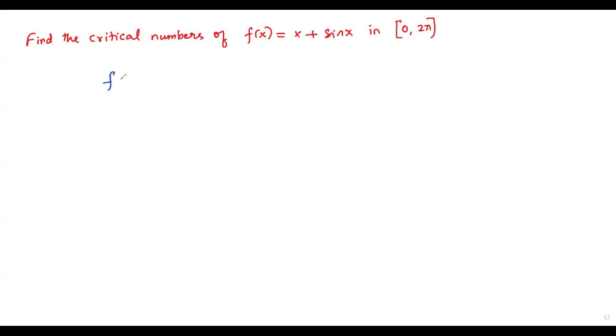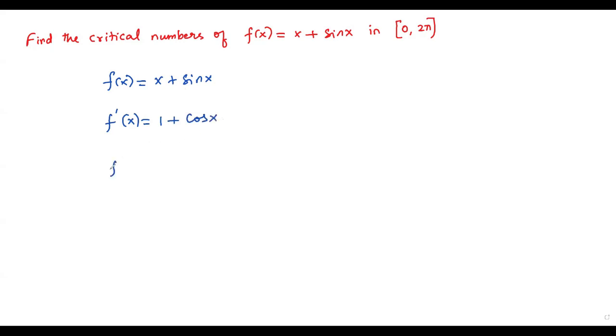Let me write the given function as it is, that is f of x equals x plus sin x. Now let me find the first derivative, f prime of x equals, the derivative of x is just 1, and the derivative of sin x is cosine x. Now I have the first derivative.